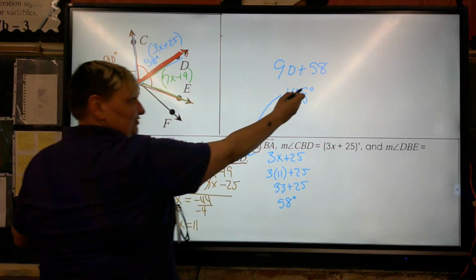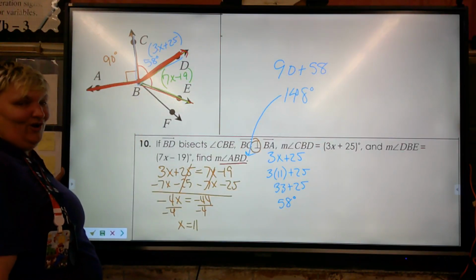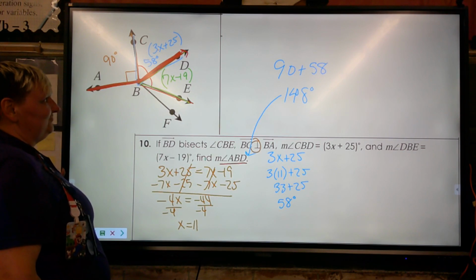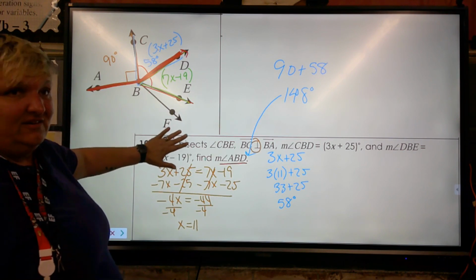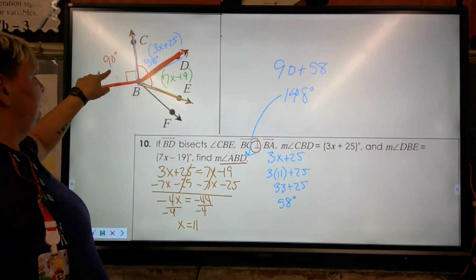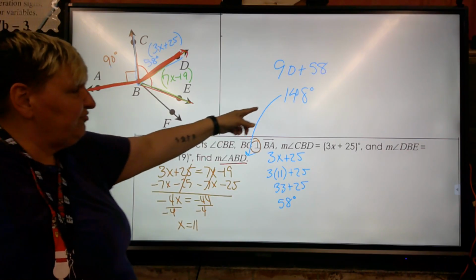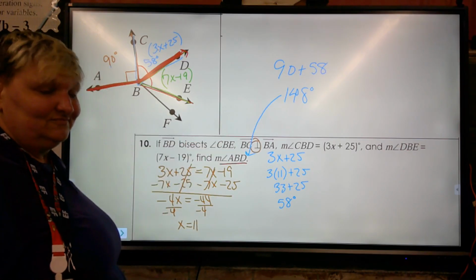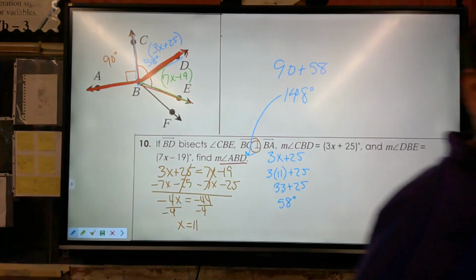Make sure you have the degree symbol or it's wrong. Use what you're given. Use what you know. Put the clues together. Solve the mystery. When you're ready, come get the practice sheet.